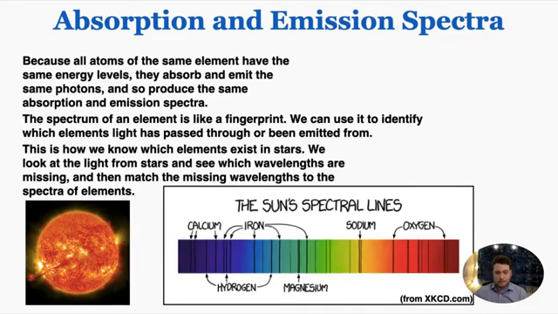We look at the light from stars and see which wavelengths are missing, and then match the missing wavelengths to the spectra of elements. So this is how we know the chemical composition of the entire universe. You can see in the picture that I've posted that this is the sun's absorption spectrum. And you have all these different fingerprints of elements kind of superimposed on top of each other, and we can just pick up the individual patterns and say, okay, this set of wavelengths is produced by hydrogen, this is produced by iron, by calcium, by magnesium, etc. So this is how we know the exact chemical composition of the sun and all stars that exist in the universe.